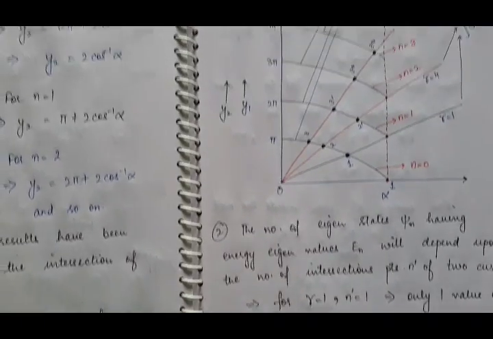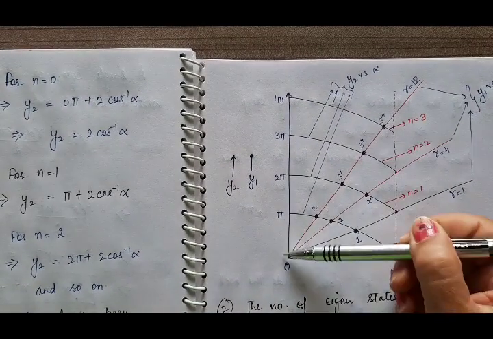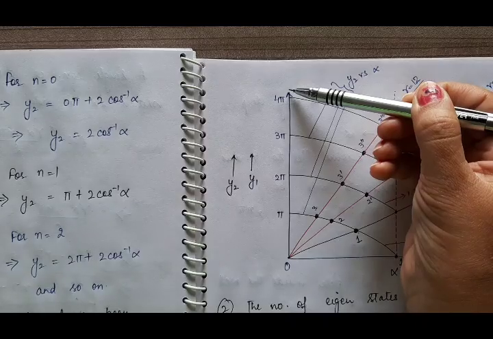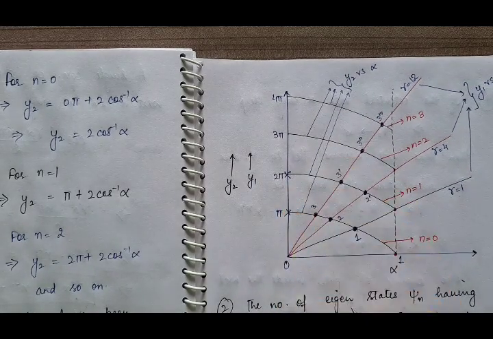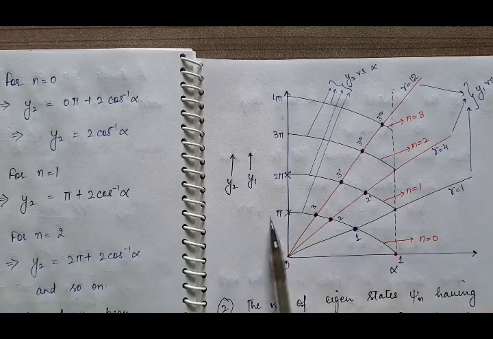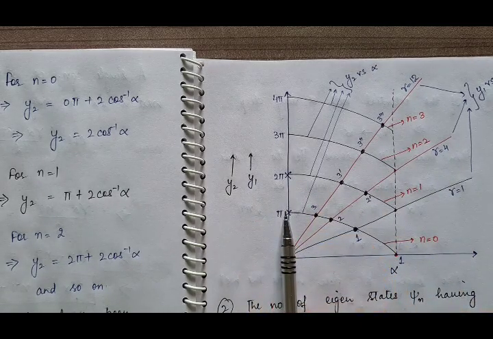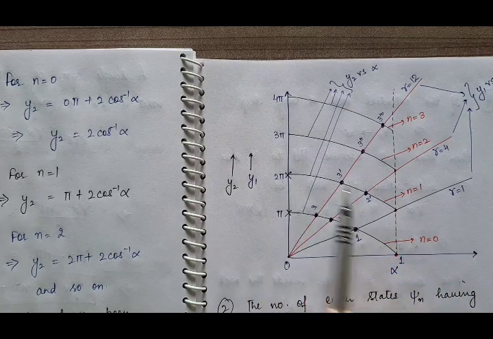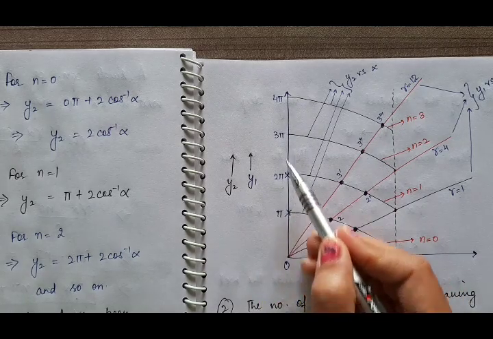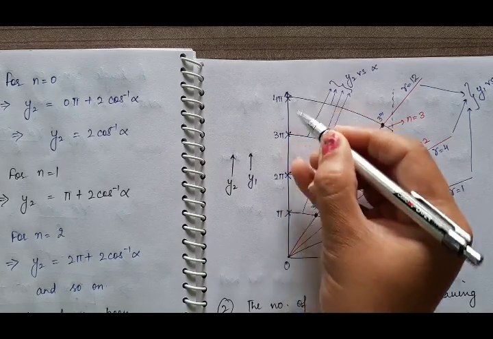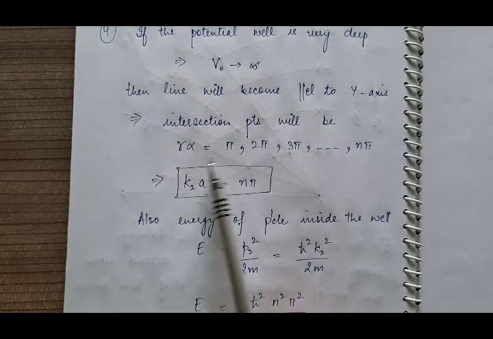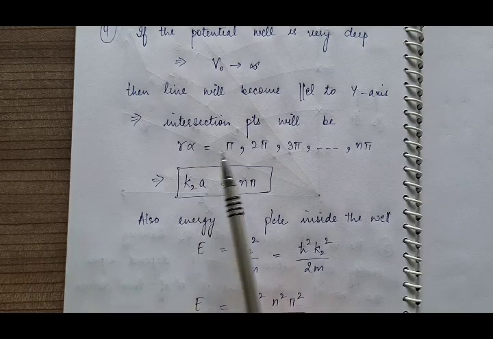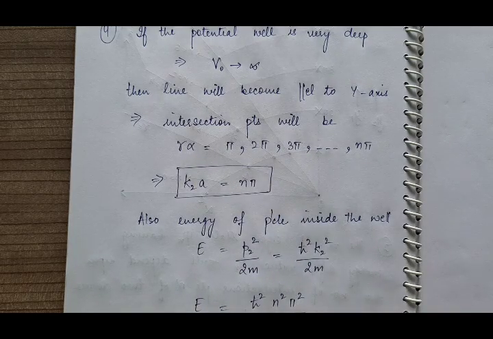So this line will be parallel to the y-axis. So the points of intersection will be pi, 2 pi. So this line will match this y-axis and it will cut this y2 versus alpha plot at these points, at pi, 2 pi, 3 pi and 4 pi and so on, 5 pi, 6 pi. So it means the value of gamma alpha will be, gamma alpha is y1. So value of y1 will be pi, 2 pi, 3 pi and so on.